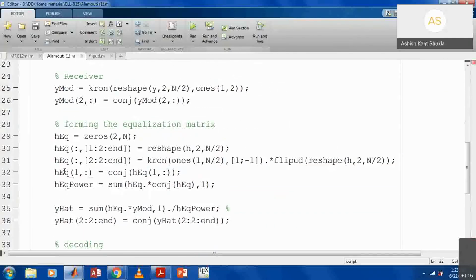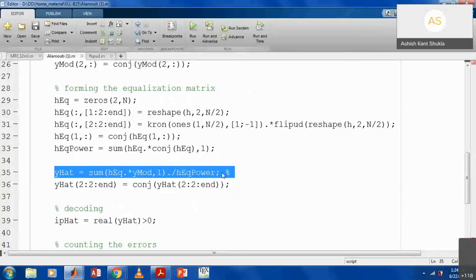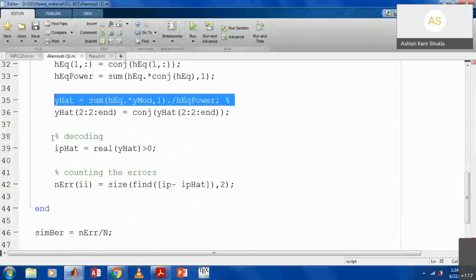And then we have formed a 1 cross n matrix over here of H equivalent is equal to conjugate over here, and then this is the power of your H equivalent matrix. And so overall your decoded element will be y hat is equal to this one. Line number 35 is giving the element received at your receiver part, and then you are using a hard decoding over here.